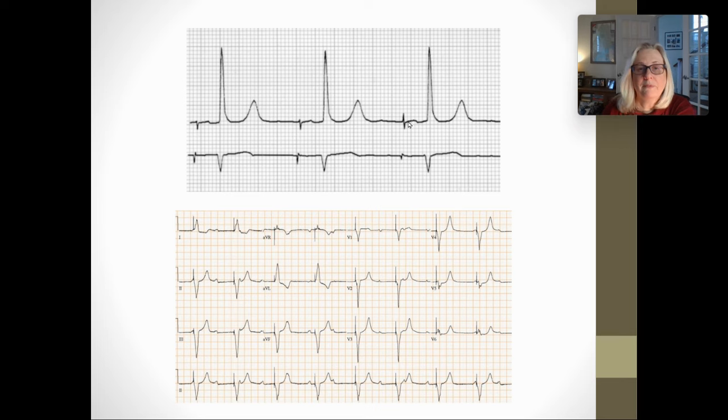The one below it also has a pacer spike. Do you see that? Some of them are big pacer spikes. So this is a unique one because we do see this occasionally where the P wave works, but it doesn't talk to the ventricles. So the ventricle pacer goes after the P wave. P wave, ventricle pacer.